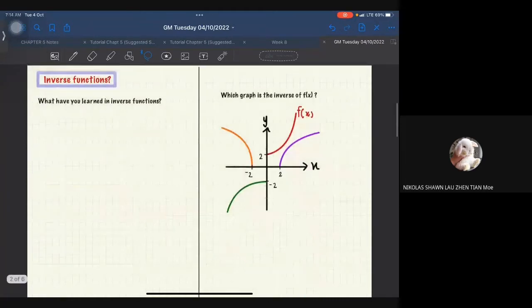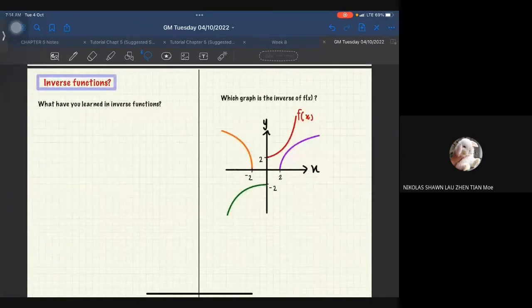Okay, so let's take a look at this slide. Okay, so inverse functions. Based on the video yang awak dah tengok and tutorial questions that you have done, what have you learned in inverse functions? Apa yang awak dah belajar dalam inverse function ni? Sebenarnya, inverse function ni apa?